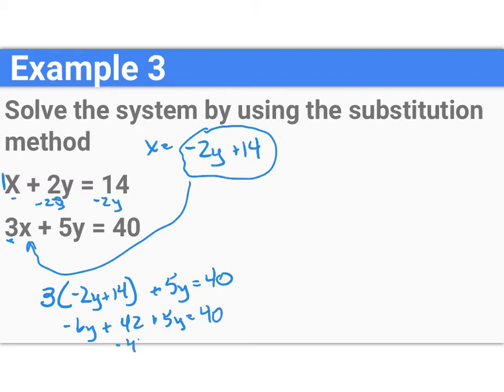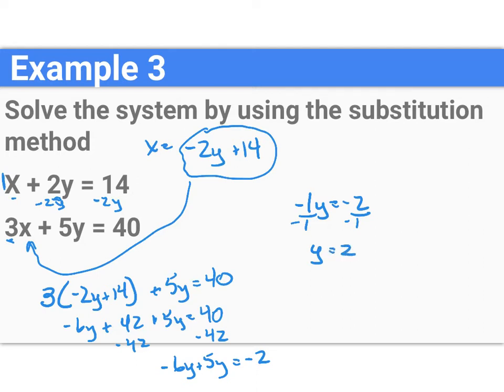So if I subtract 42 from both sides, I get negative 6y plus 5y equals negative 2. Negative 6y plus 5y. Same signs add, different signs subtract. I get negative 1y equals negative 2. I cannot have a negative 1 as a coefficient, so I have to divide both sides by negative 1. And now I have positive 1y equals positive 2.